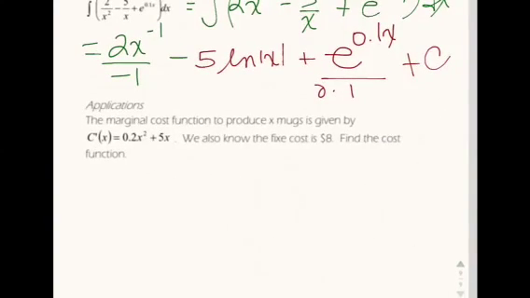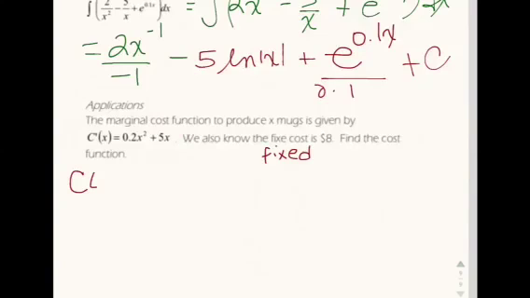Now we have an application with a typo in it. This is the word fixed. The marginal cost function to produce x mugs is given by c prime of x is equal to 0.2 x squared plus 5x. We know the fixed cost is $8. Find the cost function. So they are giving you a big hint here by saying c prime of x, which is the marginal cost. But we know we have the derivative.